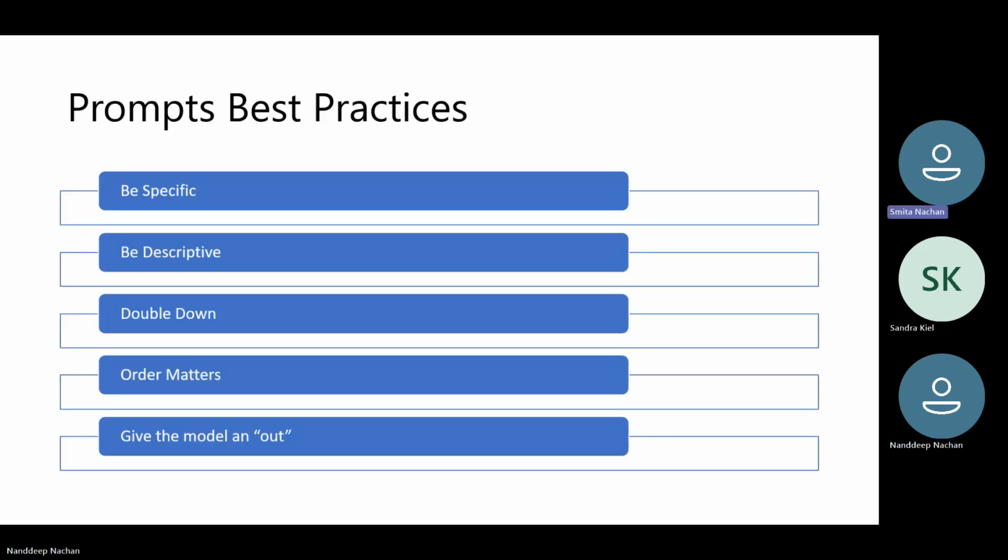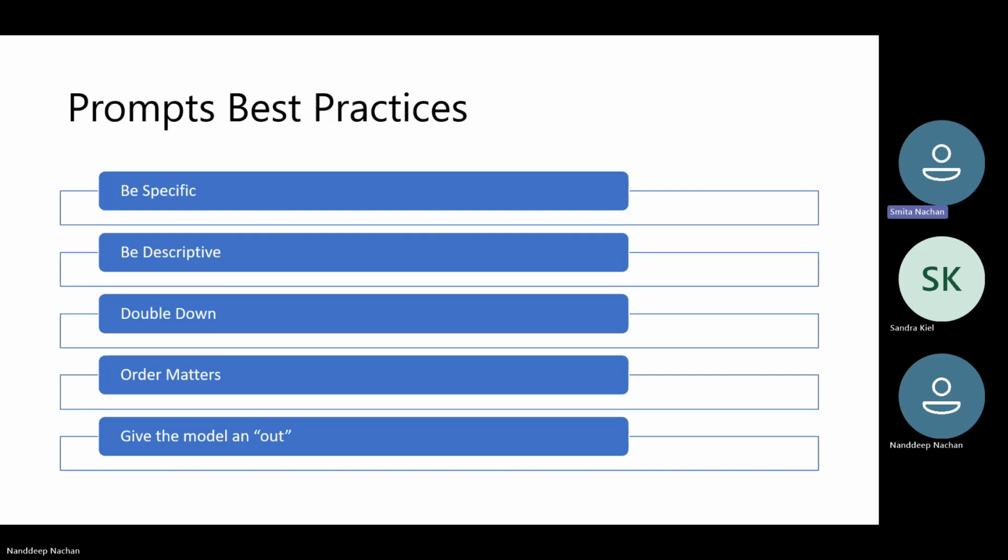So here are some of the prompt best practices. The first one is to be specific. So leave as little to interpretation as possible. Restrict the operational space. The second one is be descriptive. So use analogies. The third one is to double down. So sometimes you may need to repeat yourself to the model. So give instructions before and after your primary content. Use an instructions.